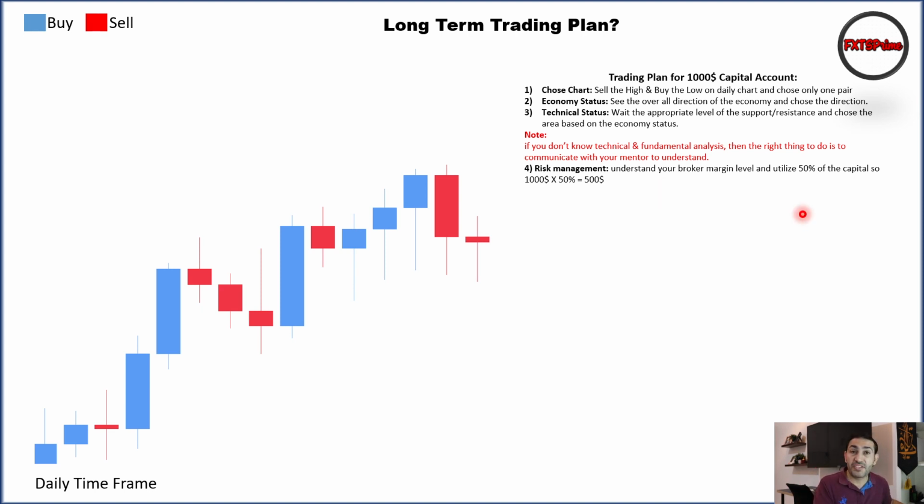So for me, I always use 50% of my total account as risk management. If I multiply $1,000 by 50%, I end up with $500. So if I have a $1,000 account, I'm going to use $500 to trade in the market. I'm going to use 50% of my capital for the long term. And be careful, this is for long term and it is not for scalping. Scalping, you cannot do that.